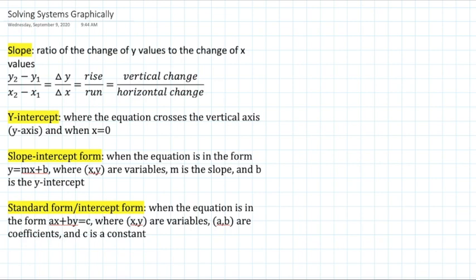There's another format that you may see when graphing. It's called standard form. It's also called intercept form, and it is the equation ax plus by equals c. Again, x and y are going to be your variables, a and b are coefficients, and c is a constant. So a, b, and c are numbers where x and y are just variables. So let's learn or relearn how to graph a line.